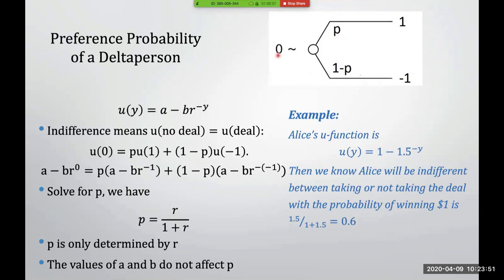Okay. Now, as you can see, what if the binary deal is offered to Alice with a probability of winning $1 higher than 0.6? Then Alice would take it. Okay. If Alice is offered a binary deal of winning or losing $1 when p is less than 0.6, then Alice prefers not to take it and walk away scot-free. Okay.